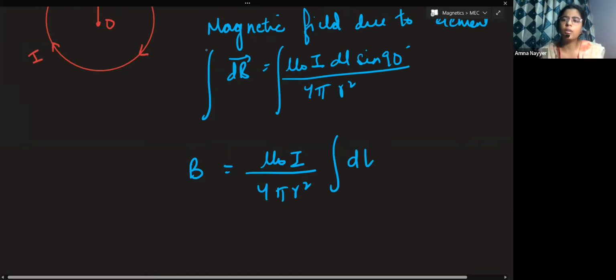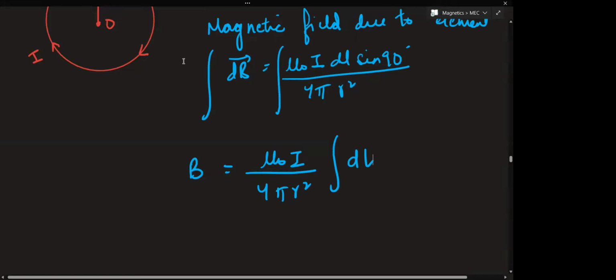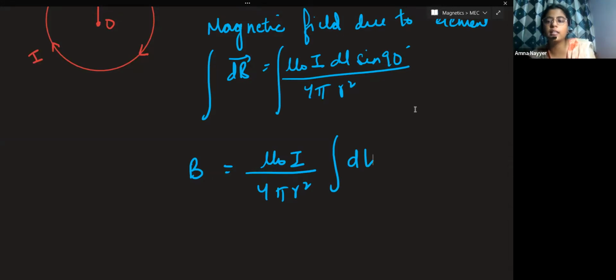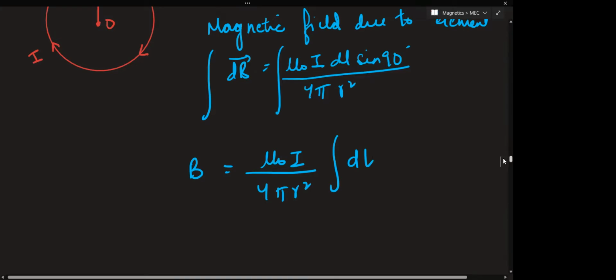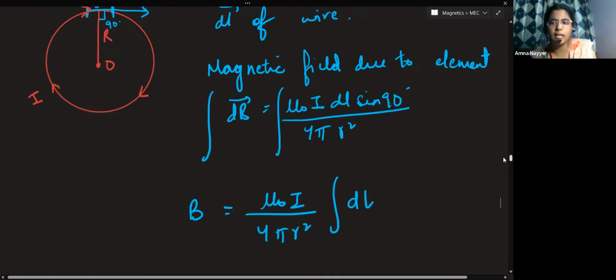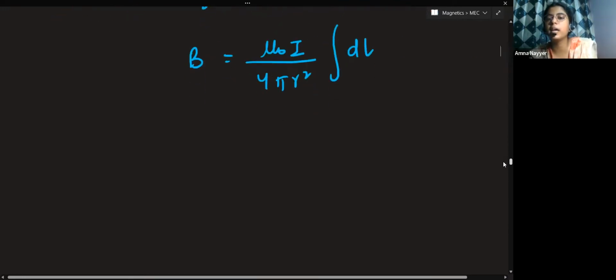Can anyone from the class tell me, if we completely keep on adding dl, what will it give? Here you have no L in the figure. It will be 2 pi r. Length, which you said, Krishna, right? But for a circle, we don't use the term length. We use circumference. So circumference is given by 2 pi r.